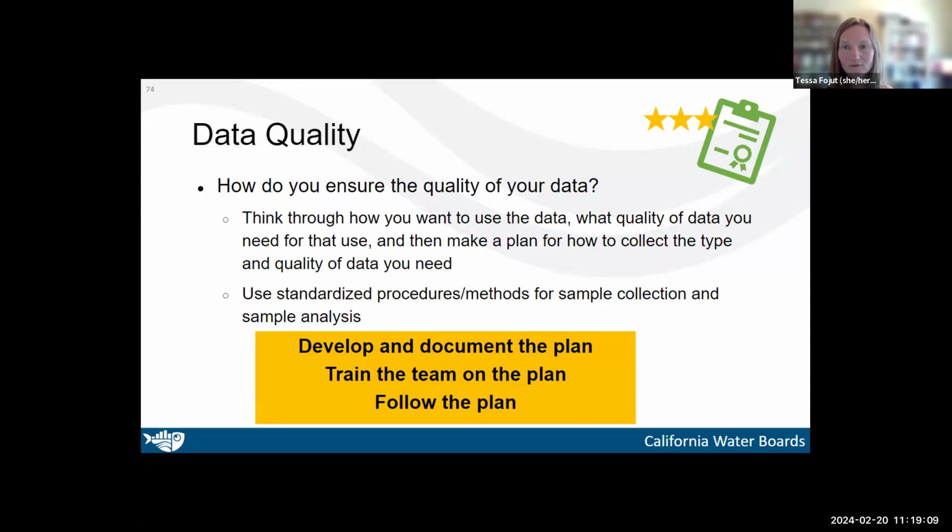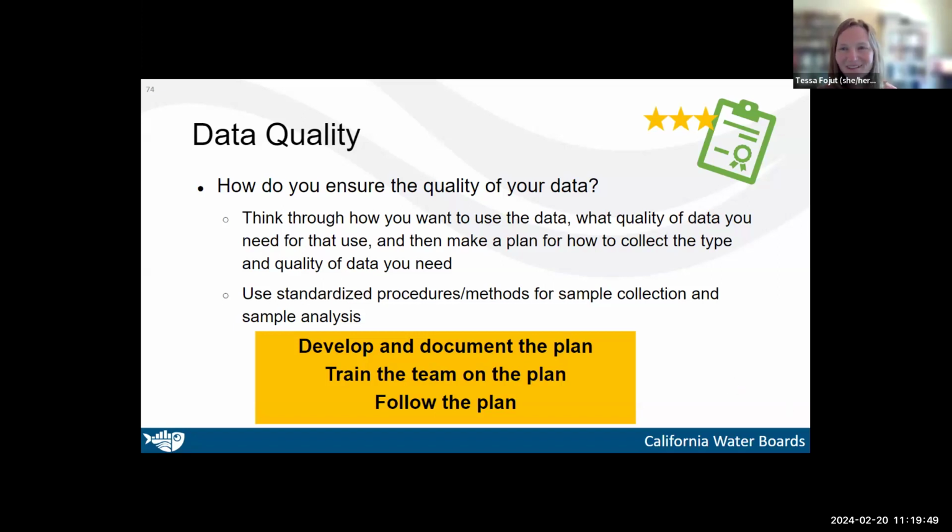So kind of using time-tested procedures or creating your own standardized procedure that you're going to continue following, at least for this entire project and maybe others. So having those standardized operating procedures, those SOPs, for how you collect things, how you prepare them, send them to the lab, et cetera. And then using a lab that is using a good quality system. So basically, overall, big picture data quality: you want to develop and document your plan, train the team to follow that plan, and then follow it.